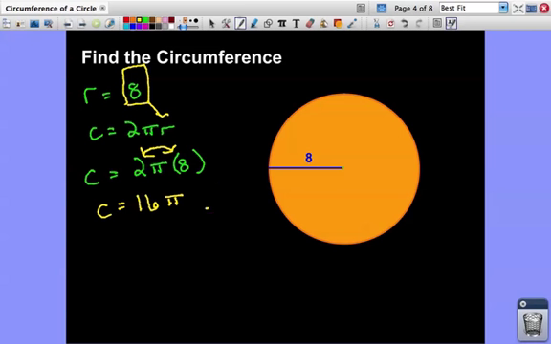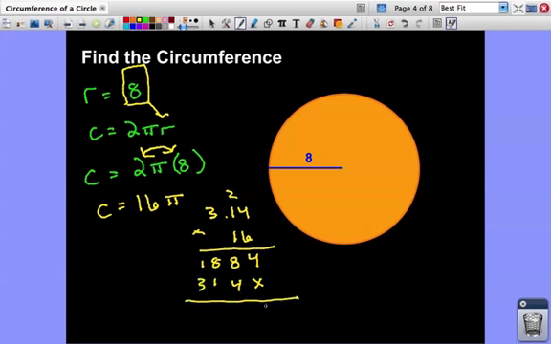Now I can actually do my multiplication of 16 pi, so that's 3.14 times 16. Let's just do it real quick. 6 times 4 is 24. Move over, and then 3.14 times 1 is just 314. There we go. Add them up.